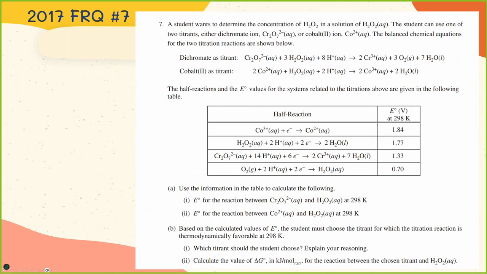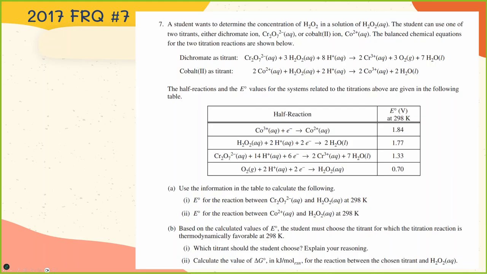I guess we can look at this one. A student wants to determine the concentration of hydrogen peroxide in solution. The student can use 2 titrants, dichromate or cobalt. The balanced chemical equations for the 2 titrations are shown below.